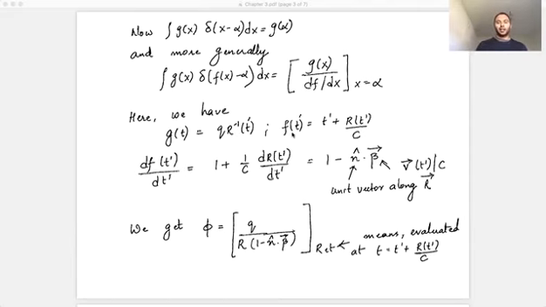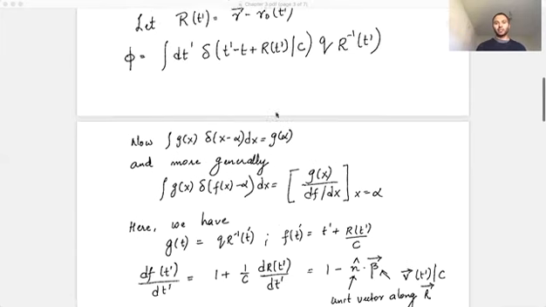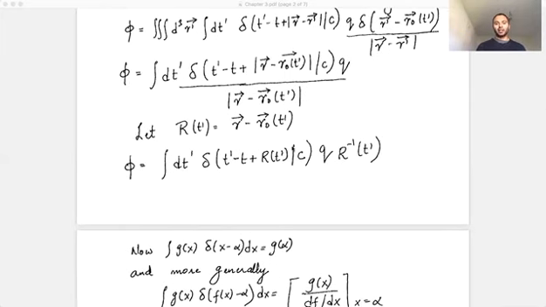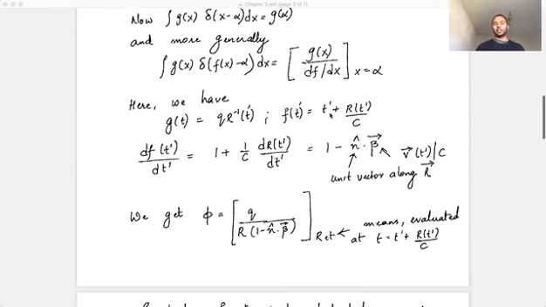And f of t prime, which is actually what goes inside the delta function, if we go back, is basically instead of just having t prime, you're having t prime plus r of t prime by c, right? So that's basically t plus r of t prime by c. And now we need to say, okay, what's the derivative of that? Well, that's easy. The derivative of t prime is just 1. And then now we need a derivative of r of t prime. So what's the derivative of r of t prime?